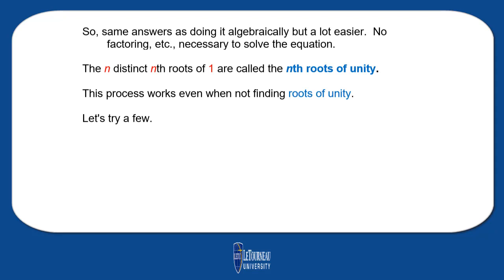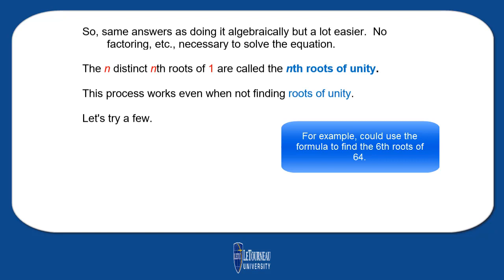The process works even when not finding the roots of unity. Let's try a few. For example, we could use the formula to find the 6th roots of 64. So let's start with finding some roots of unity and then go to finding the nth roots of 64. So we want to find the 5th roots of negative 1.